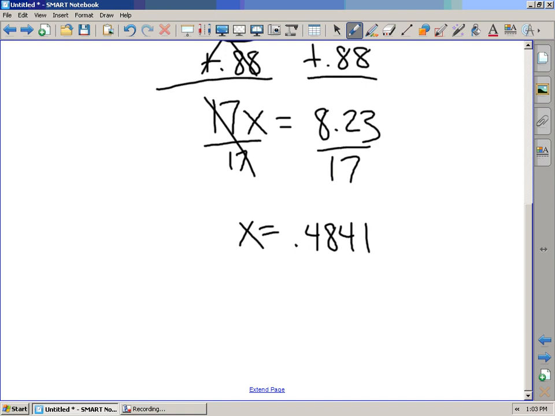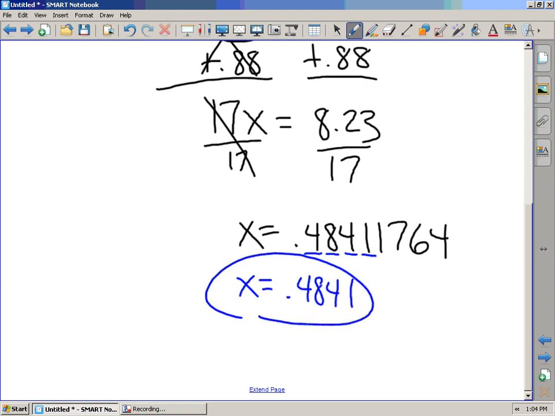0.484, and I'm going to round when we get to the nearest 10,000th place. So tenths, hundredths, thousands, 10,000ths. So x equals 0.4841. And I'm going to change that to approximately because it's not exactly, since we rounded. And that's all for station 2.